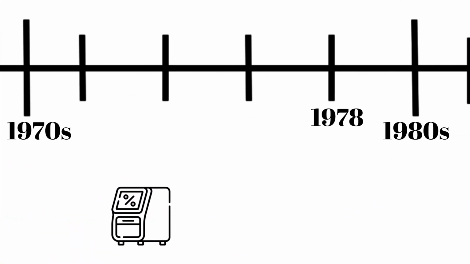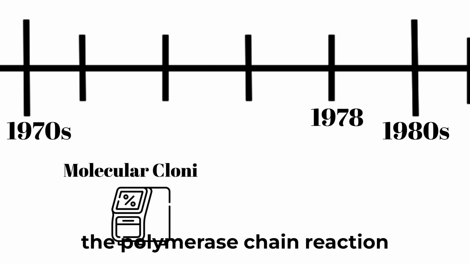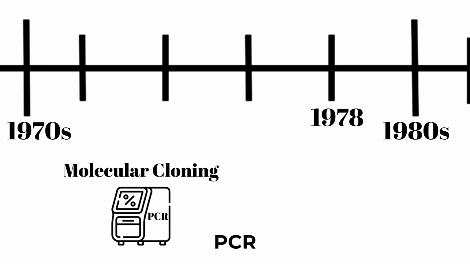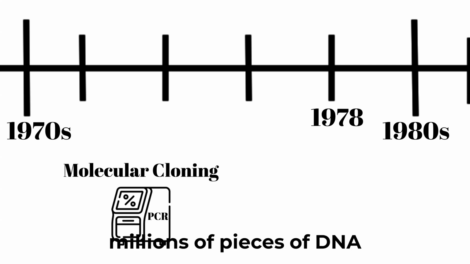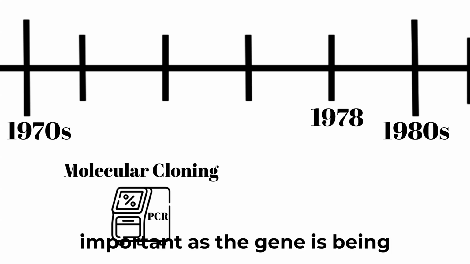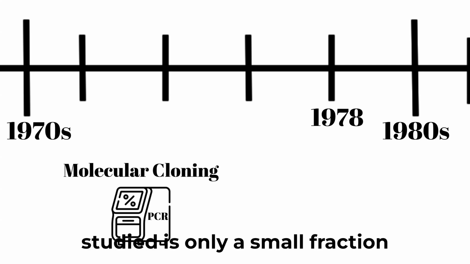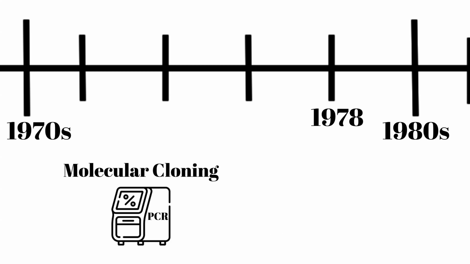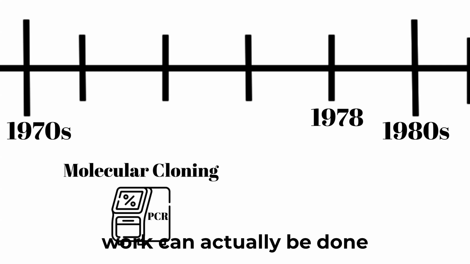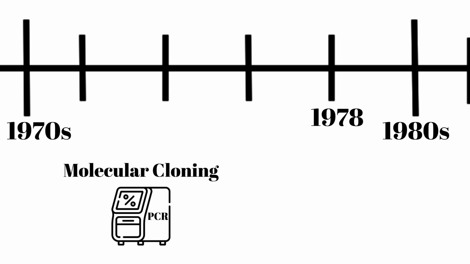By the 70s, we're finally ready to modify these disparate pieces. Molecular cloning through the polymerase chain reaction, PCR, allowed the production of millions of pieces of DNA. Important as the gene being studied is only a small fraction of the total found in the cell. By amplifying and elongating this single gene, work can actually be done in a cost and time-effective manner.